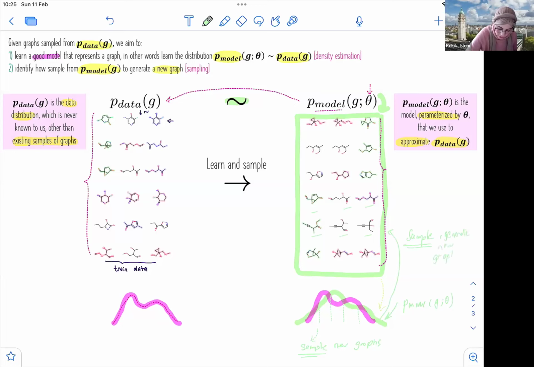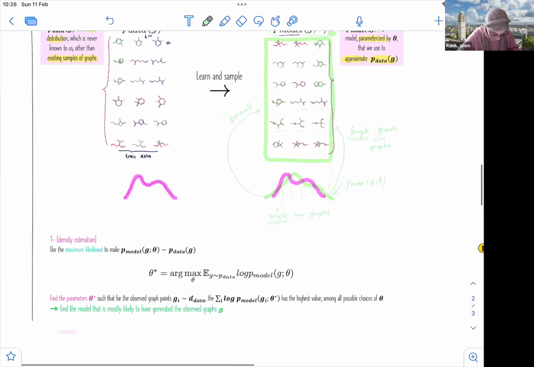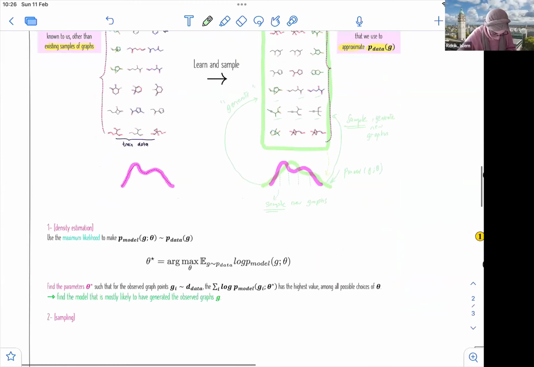So our goal is to learn this model that allows us to match this original distribution. And once we do, we can use the distribution that we learned to sample and generate new samples. Okay, so I hope it's clear, guys. I know I've repeated it multiple times, but that's the key idea. Now, let's detail this a little bit further.